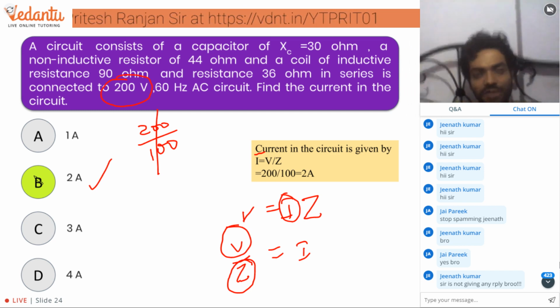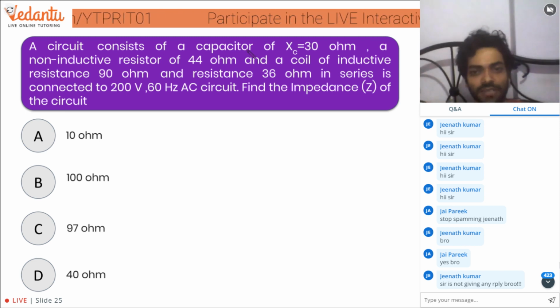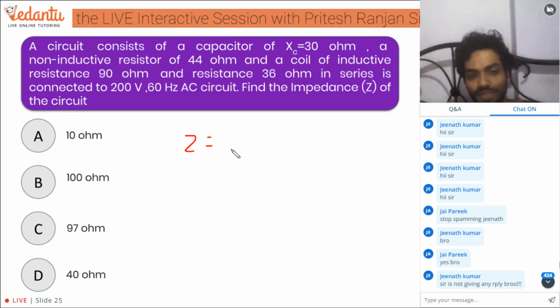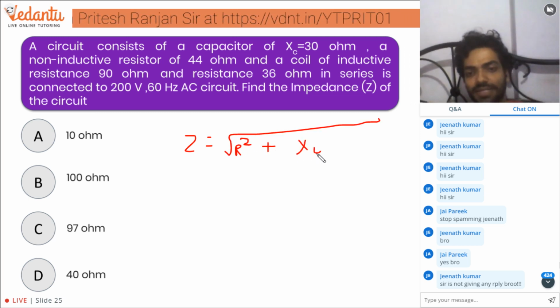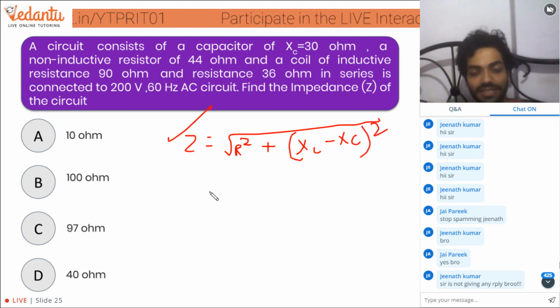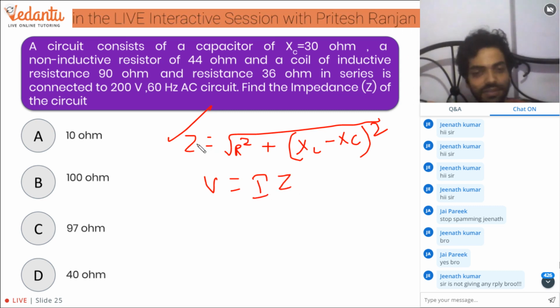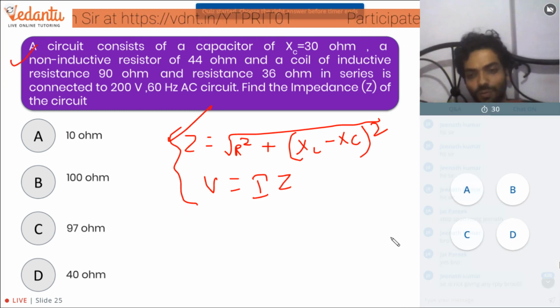Okay, let's move on to the next question. So guys, you try to answer this question. Again, I'm just giving you the formulas that you may use, because this is the very first lecture. So root over R square plus XL minus XC whole square is the value of impedance. Voltage is equal to I into Z. So you could use any of these formulas, whatever required, and you may proceed with the question, and your time starts now.